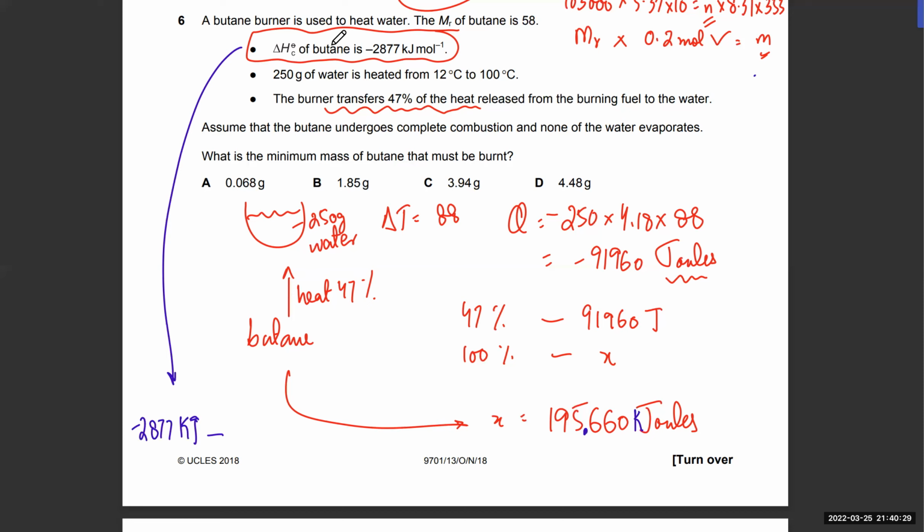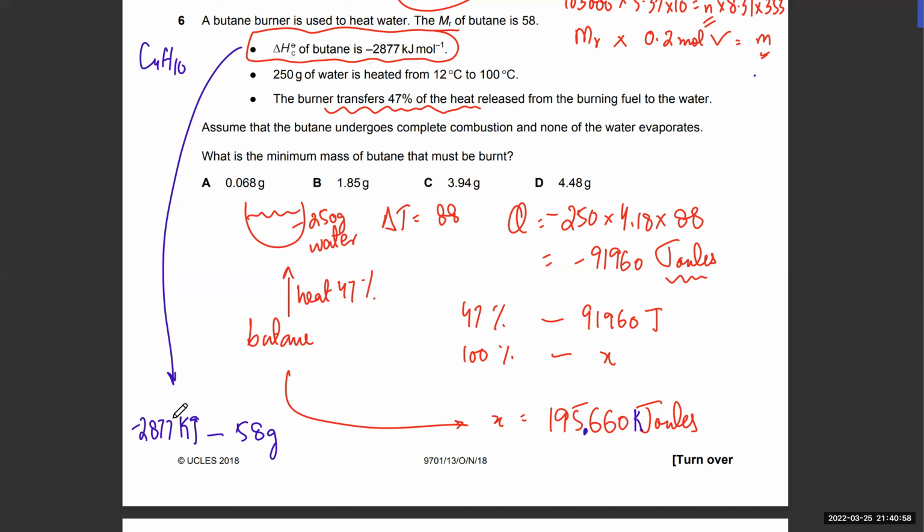What's the mass of 1 mole of butane? Butane is C4H10, I think. So 1 mole of butane has a mass of 12 into 4, that's 48, plus 10, so 58 grams, right? 1 mole. Is this part clear? That 2877 kilojoules of energy is produced when 1 mole of butane burns. 1 mole of butane is equal to 58 grams.